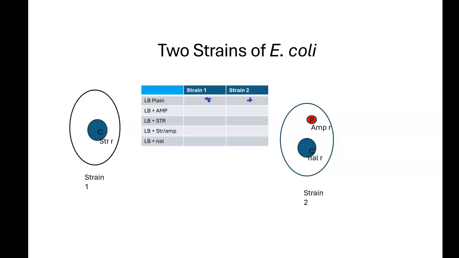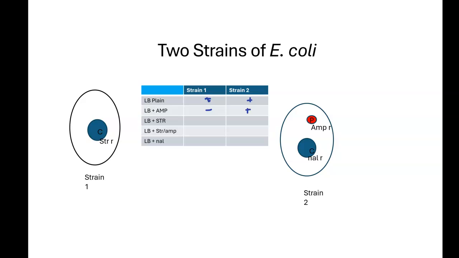Now let's take a look at the second row, where we have the media, but we've added ampicillin to the media. Would strain number 1 grow? If you notice, it has a streptomycin resistant gene. It does not have an ampicillin resistant gene. No ampicillin resistant gene, so that ampicillin in the media would actually kill it. So we would not see growth. I'm going to put a little minus sign there. For strain number 2, would that grow? If you notice, strain number 2 has an ampicillin-resistant gene on the plasmid. That ampicillin-resistant gene is going to give it a mechanism around that ampicillin killing it, so we would expect growth. So I'm going to put a little plus in that column.